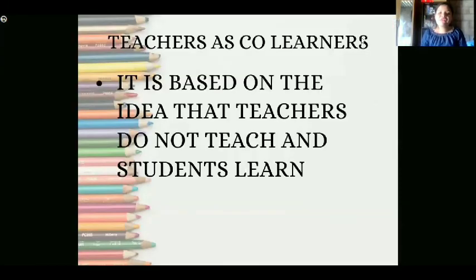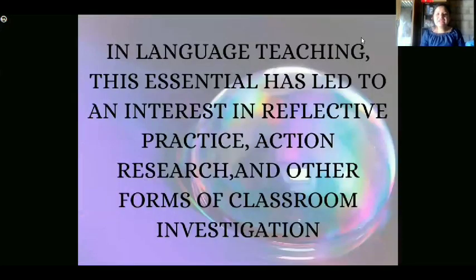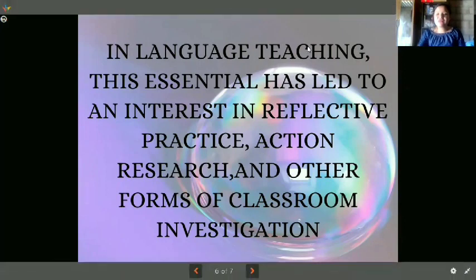And we are going to move to the last one, which is teachers as co-learners. And this essential is based on the idea that teachers do not only teach and students do not only learn. Teachers are viewed as facilitators who constantly try out alternatives, for example, learning through doing. As a result, the classroom is not only a place where teachers follow blindly the lesson plan or the teacher's guide. So in language teaching, this essential has to lead to interesting reflective practice, action research, and other forms of classroom investigation.